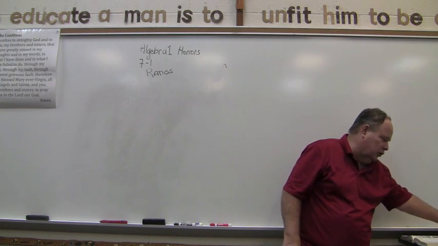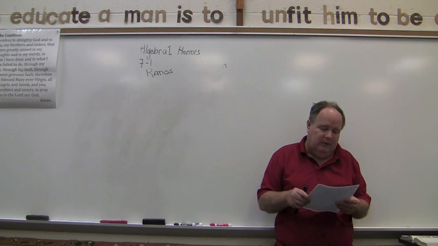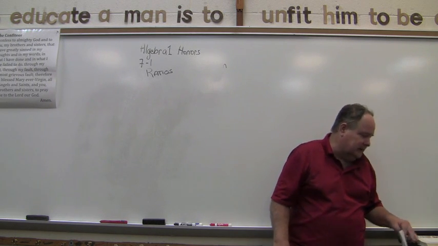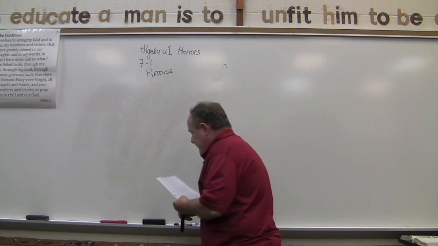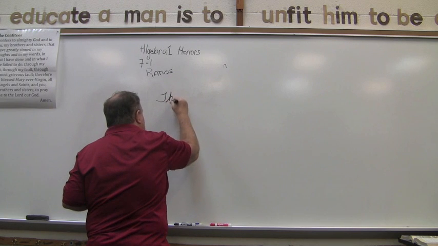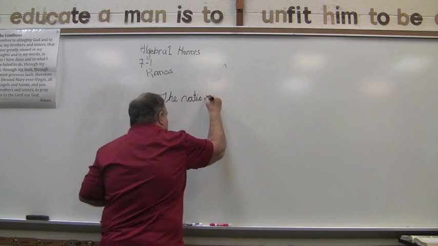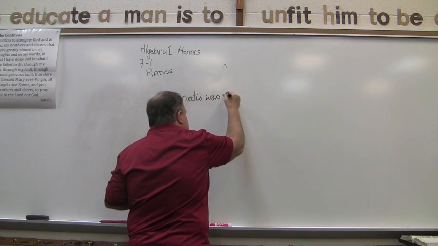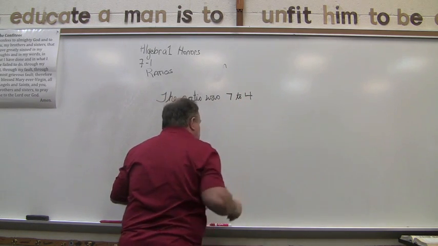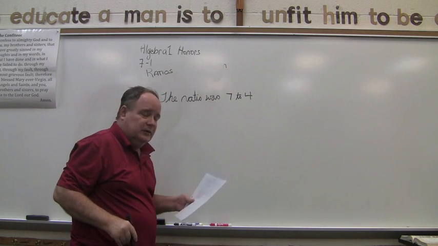You can write a ratio in 3 different ways. The very first way is to write a ratio as a quotient using a division sign. For example, the ratio of boys to girls was 7 to 4. Now, if I was talking about girls to boys, I could say the ratio of girls to boys was 7 to 4.